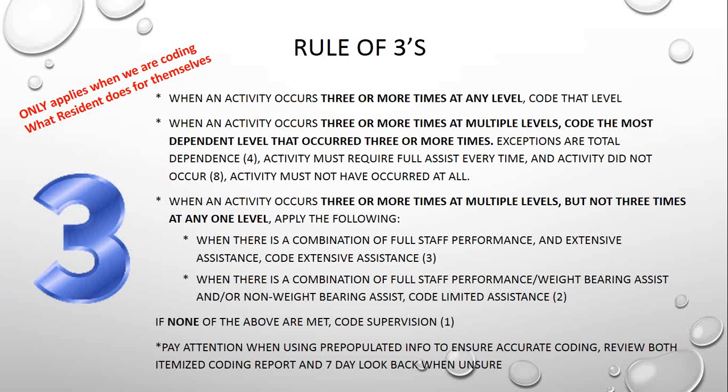When there's a combination of full staff, being 4s, combination of weight-bearing assist, being 3s, and/or non-weight-bearing, being 2s, you're going to code limited assist. And if none of the above are met, so you don't have any of that going on, then you're going to code supervision.